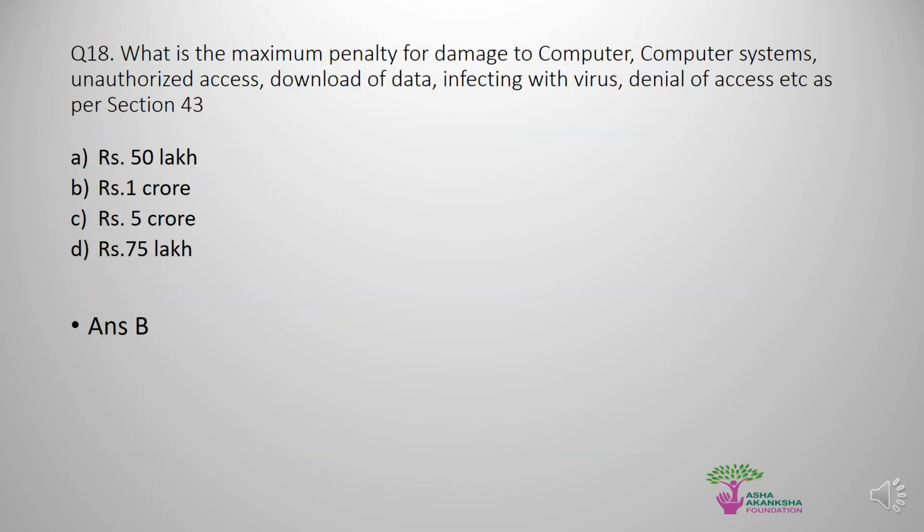The next question is, what is the maximum penalty for damage to computer system, unauthorized access, download of data, infecting with virus, denial of access, etc. as per section 43? Options are A. rupees 50 lakh, B. rupees 1 crore, C. rupees 5 crore, or D. rupees 75 lakhs. The correct answer to this question is option B, that is rupees 1 crore.